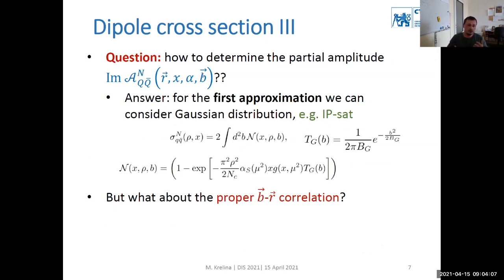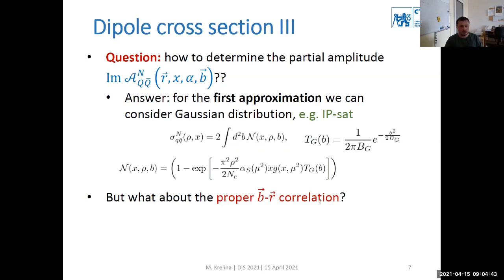At first view, what is common in physics in general? As a first approximation, you can use some Gaussian distribution. One example is the IPSAT. Here you can see the amplitude has a standard exponential form. Here is some DGLAP evolution, and the b dependence is described by a Gaussian, usually with some fixed or fitted slope parameter. However, you can see that in this case, the dipole size r is completely independent of b. But is it like that?